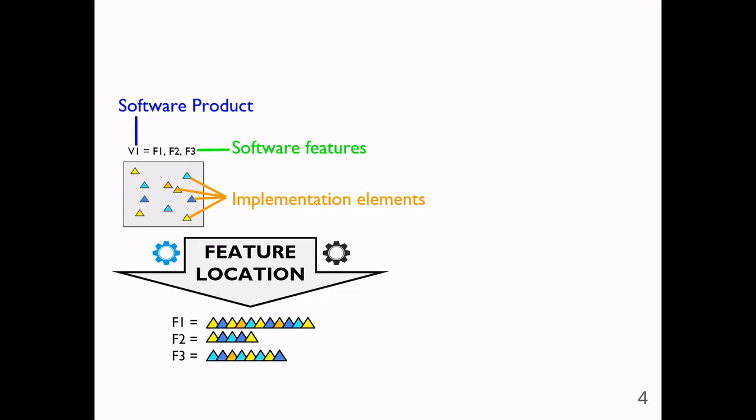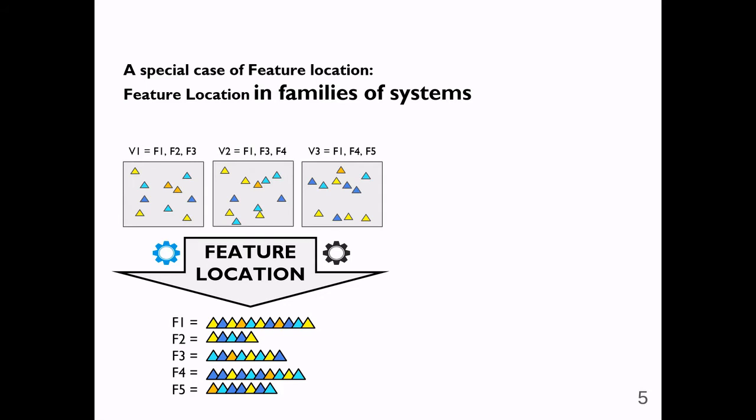So let's go with a feature location case in families of systems. That is a usual case because it's normal to have a family of systems that have been built through clone-and-own or copy-paste-modify techniques, and normally this is the beginning of the adoption of an SPL, a software product line.